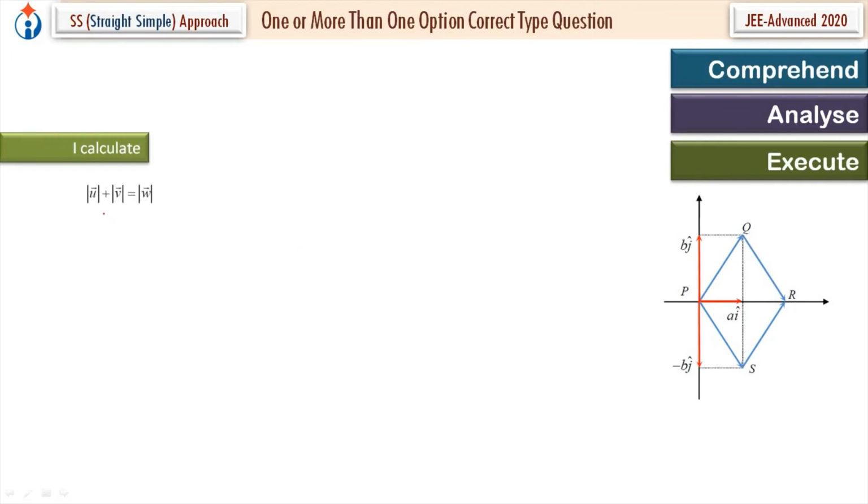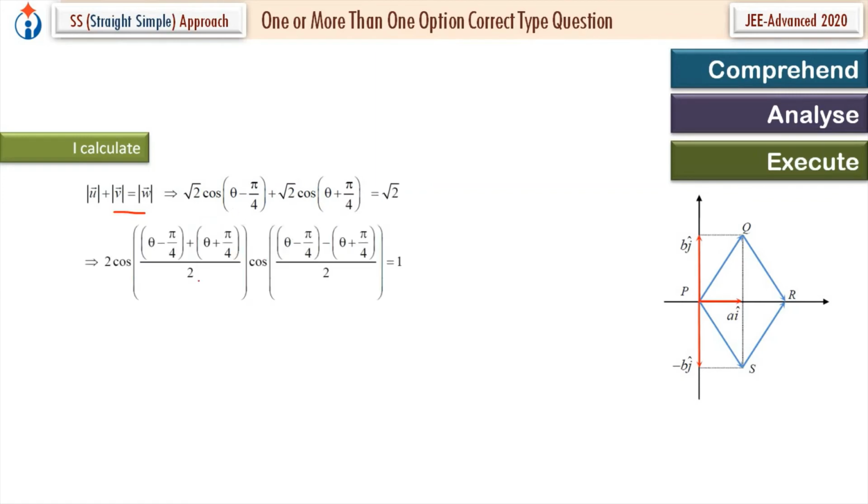Let's calculate. Magnitude of vector U plus magnitude of vector V is equal to magnitude of vector W. We put the values here, and using the formula for cos C plus cos D, basic NCERT results, we got cos theta equal to 1 by root 2. So theta is pi by 4, and from the picture it is clear that this theta is an acute angle. So theta equals pi by 4.